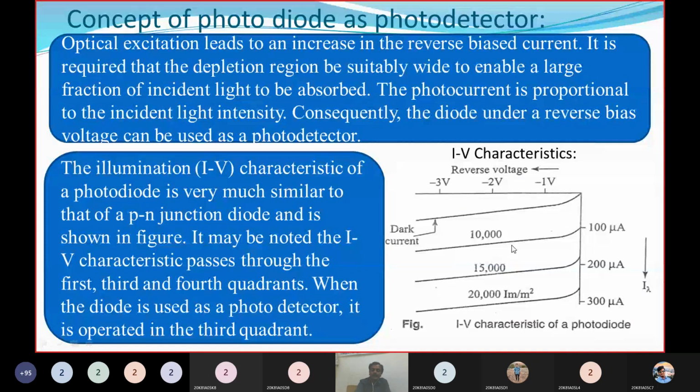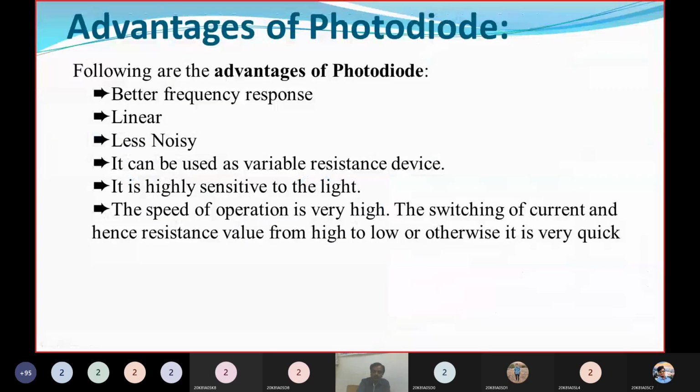Okay, this is the IV characteristics of the photodiode. Now, you already know what the use of a photodiode is. It is used as a photodetector. It depends on the intensity. If the intensity is high, more current will pass through the circuit. If the intensity is less, less current passes through the circuit.